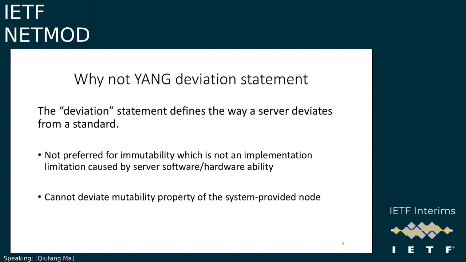And also the YANG deviation statement, which defines the way a server deviates from a standard. This is also not preferred for immutability, which is not an implementation limitation caused by server software or hardware ability. It's more like a node property of immutability. Also, we cannot use YANG deviation to deviate the mutability property of the system-defined configuration, especially the instance level of immutability. This cannot be achieved by YANG deviation.